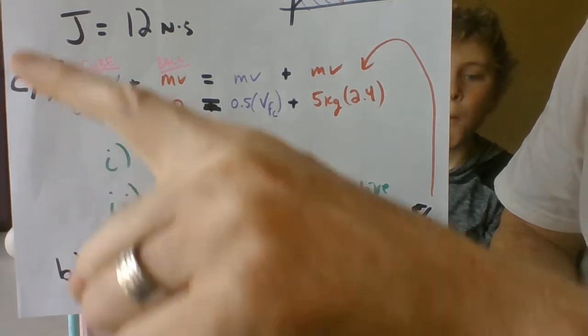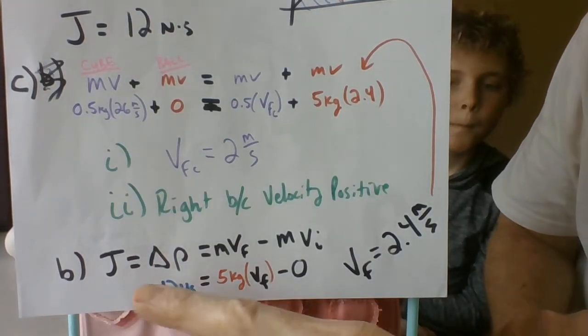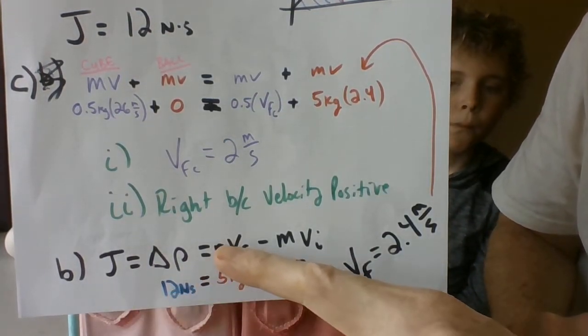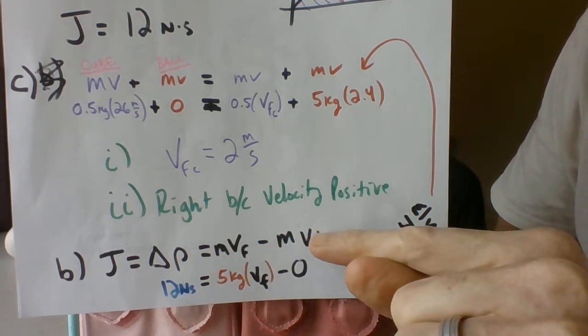We just figured out impulse was 12. So we can chuck that in there. And then change is just final minus initial.